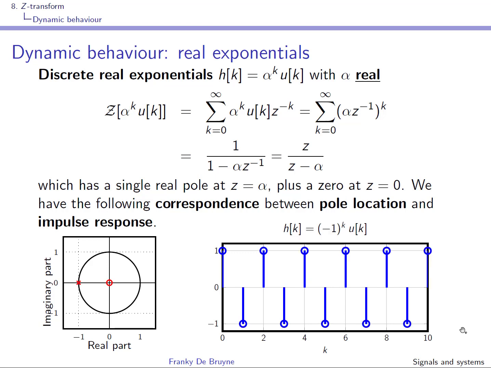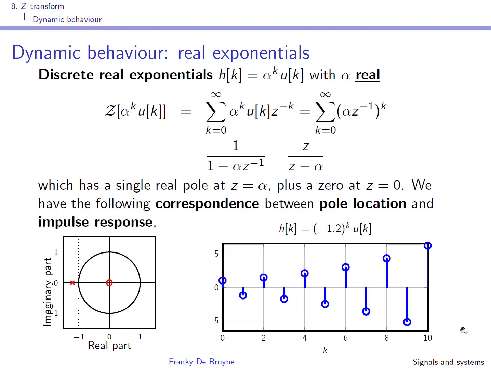If you go to alpha equal to minus 1, we arrive here again at a pole on the unit circle, so we're at the limit of stability. This is not asymptotically stable behavior, but it's not unstable either. So you can see this as a limiting case, and of course if alpha is minus 1.2, the pole is outside the unit circle, and clearly you can see that the system is unstable. Because alpha is negative, you see again this alternation of signs in the impulse response.